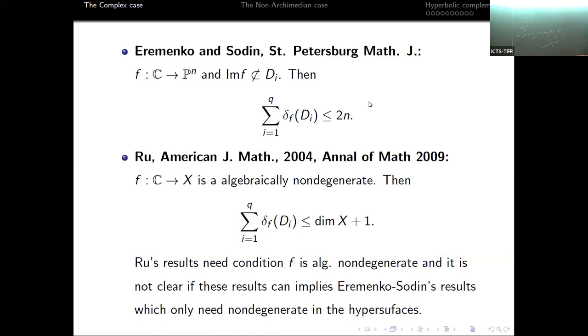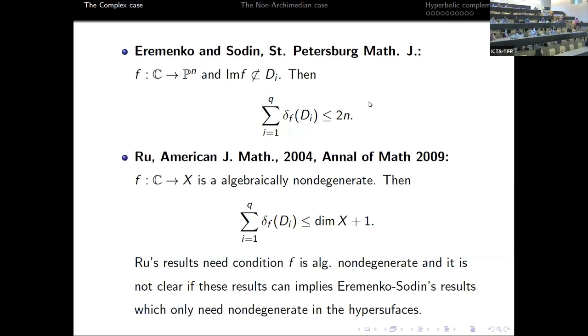So when they apply this condition to the result, Eremenko obtained that if f is a map into projective space and the image is not degenerate in the D_i, and of course from now on I will assume the D_i are in general position, then he also obtained that the bound has to be 2n. And this is still not strict enough.